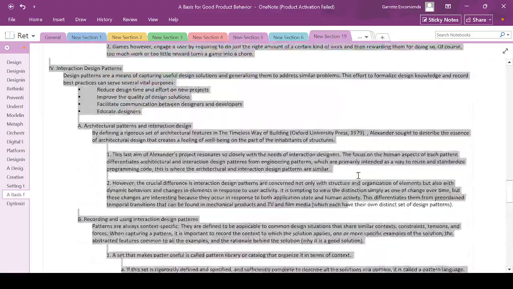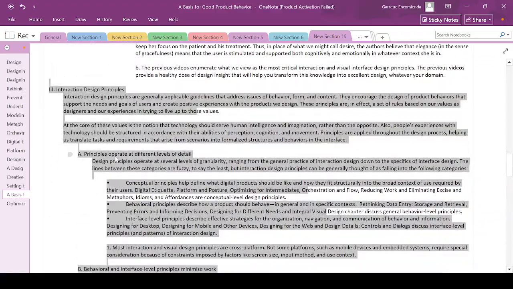Design principles, interaction design principles, are generally applicable guidelines that address issues of behavior, form, and content, kind of like in the previous video on interaction, industrial and visual design. They encourage the design of product behaviors that support the needs and goals of users and create a positive experience with the products we design.